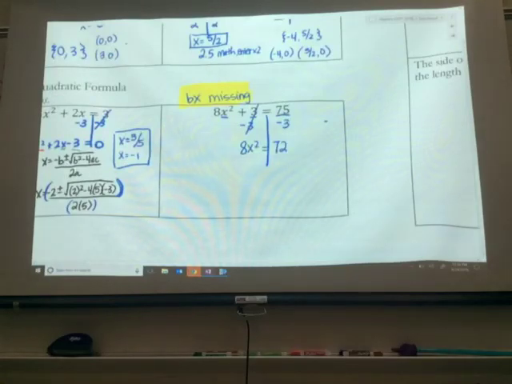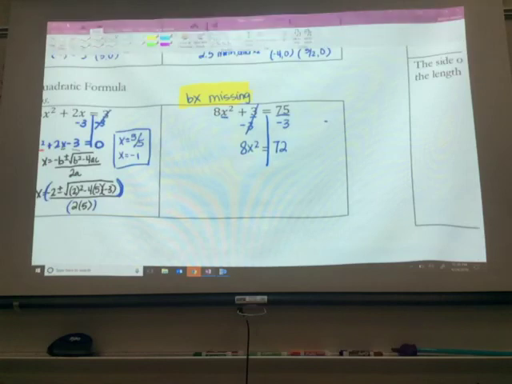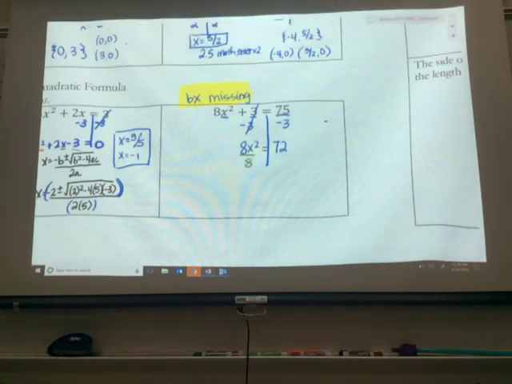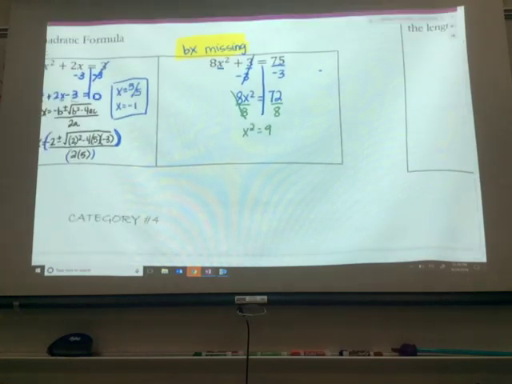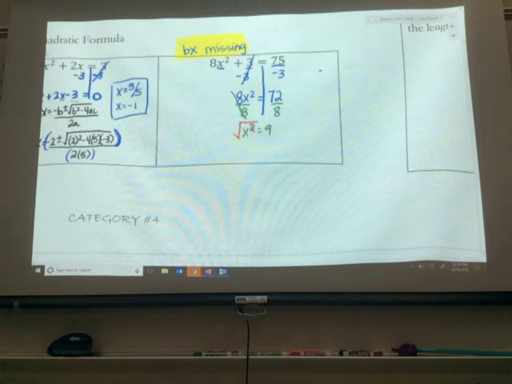My x squared is close to being alone, but it's not alone yet. So I have to divide each side by 8. And I'm going to get x squared equals 9. Now that I have my x squared all by itself, I can take the square root to get those to cross out. But whatever I do to one side, I have to do to the other. And when I take the square root of something, it gives me 2 possible answers, which happens to be positive and -3.